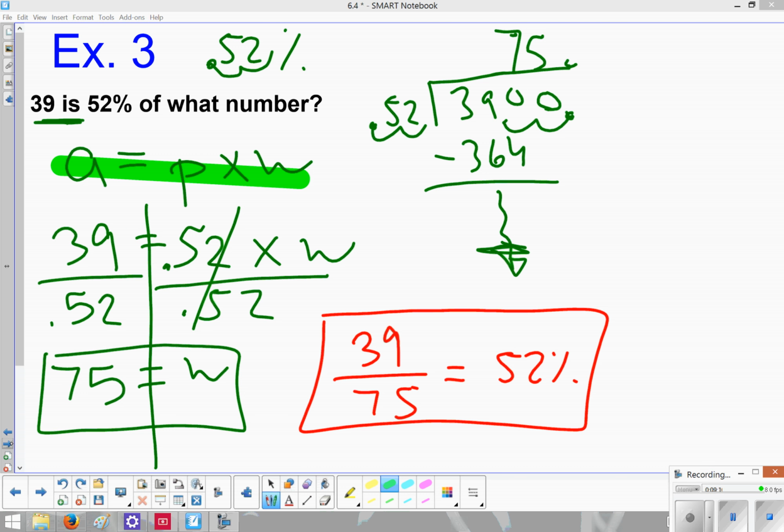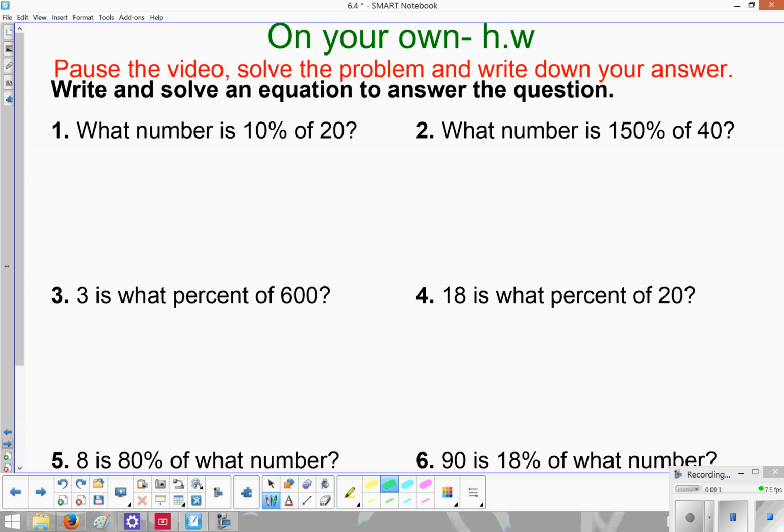Okay, so for the next one, I would like for you to go ahead and take out a piece of paper and go ahead and do problems 1 through 6 on your own. Make sure you set up your equation and show your work for full credit.